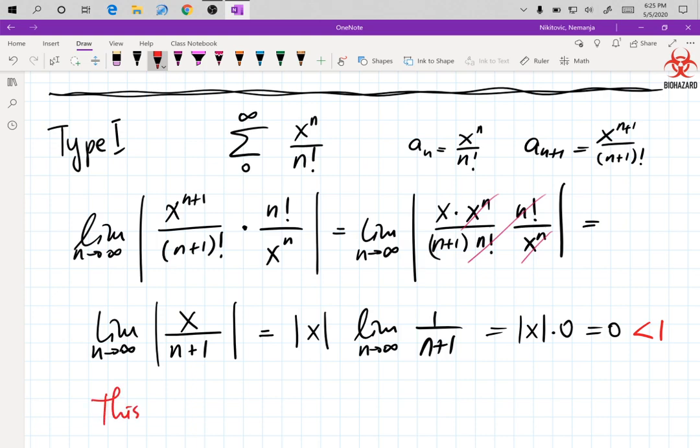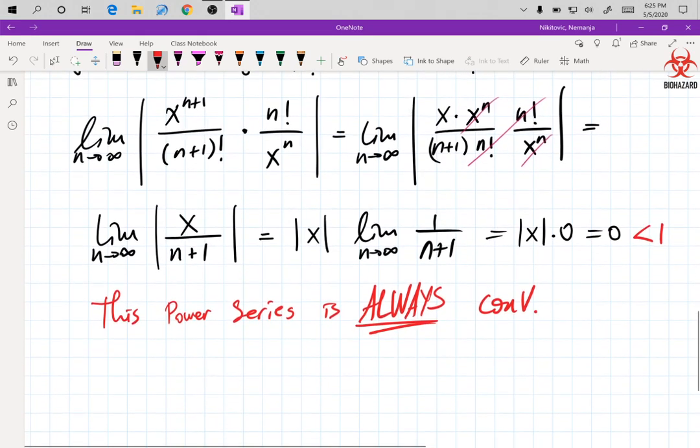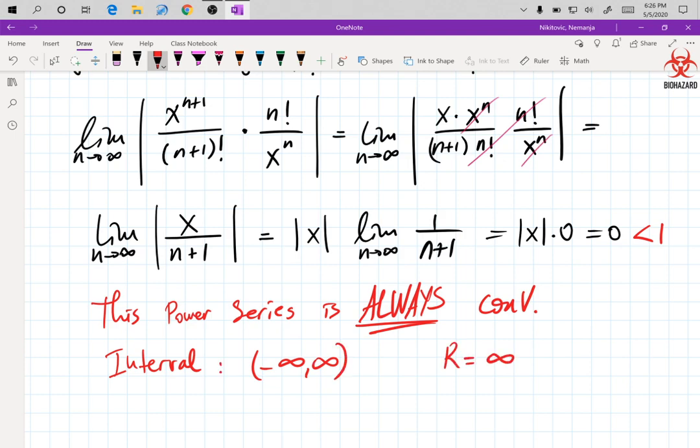So, the conclusion is that this power series is always convergent. Always. So what is the interval? It's convergent for all x. So negative infinity to positive infinity. And what's the radius? Radius is infinite.